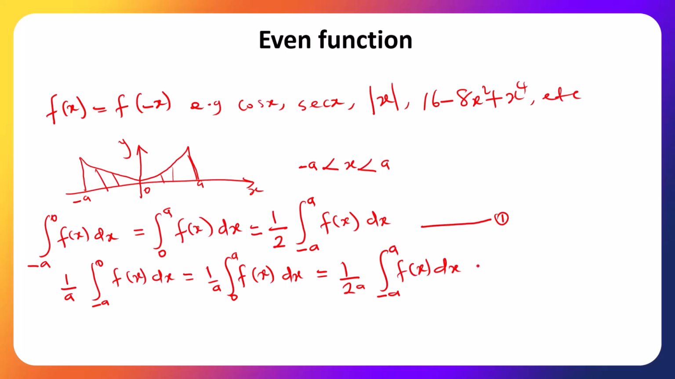So we can call this equation 2, for instance. So we can see that the average of an even function defined over a range minus a to a is the same for any of the three intervals: minus a comma 0, 0 comma a, and minus a comma a.